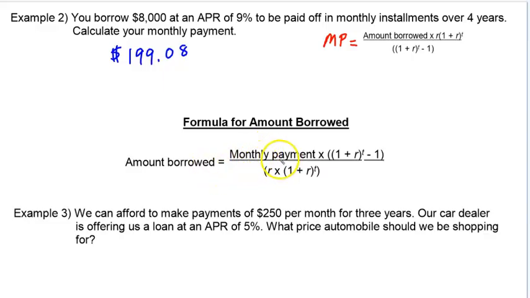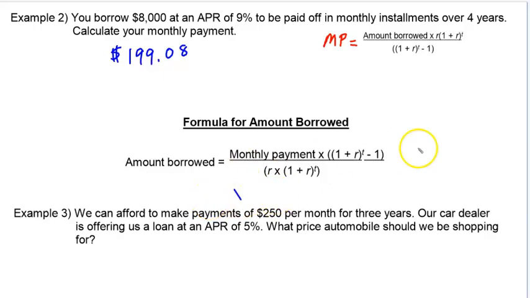Well, a cousin to the monthly payment formula is the amount borrowed formula. So using some algebra, we can turn this around. You can see there's a difference here. If we know how much we're able to pay monthly based on our budget, what does that mean we're going to end up borrowing? What's that lump sum we'll be borrowing?